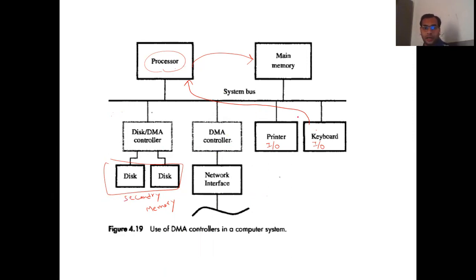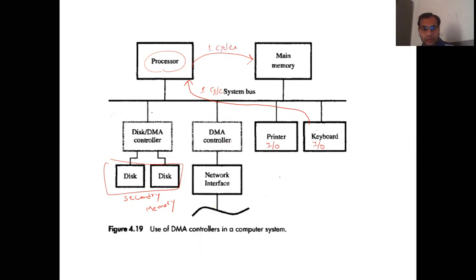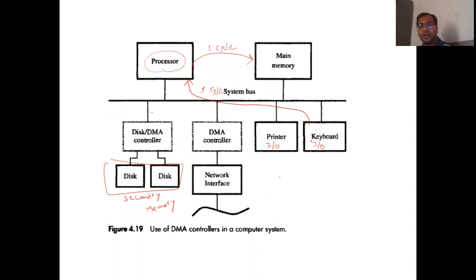Let us suppose a keyboard wants to interact with the main memory. First it sends the request, and let us suppose that takes one cycle. Then the processor sends to the main memory that particular data that needs to be sent or fetched. Let us suppose that takes one cycle. So overall, to interact with the main memory, the keyboard needs two cycles.